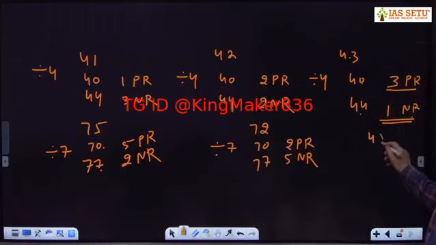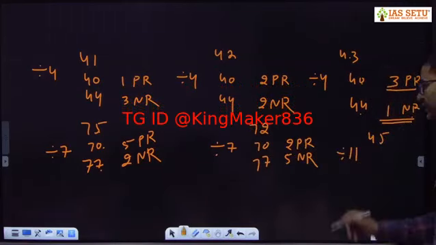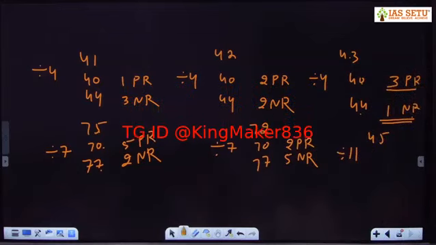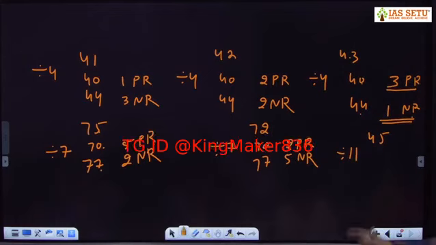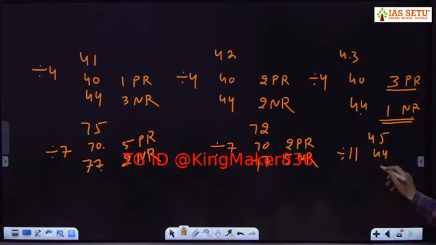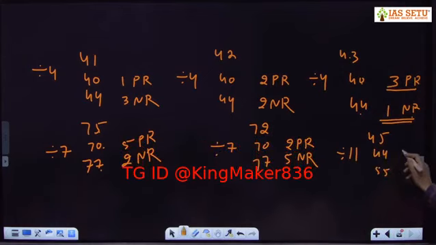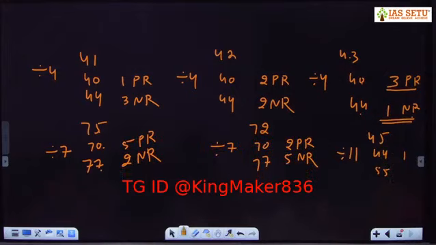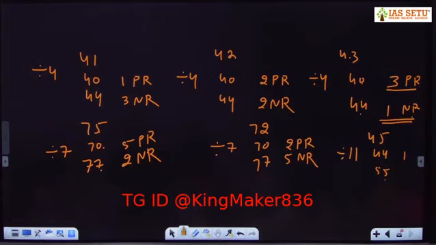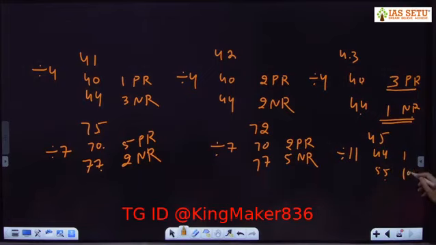अच्छा, 45 divided by 11. अगर 45 को 11 से डिवाइड करेंगे, what are the multiples of 11? 44 and 55. As compared to 44, it is 1 extra. But as compared to 55, how many less chocolates you have? 10. 10 negative remainder.